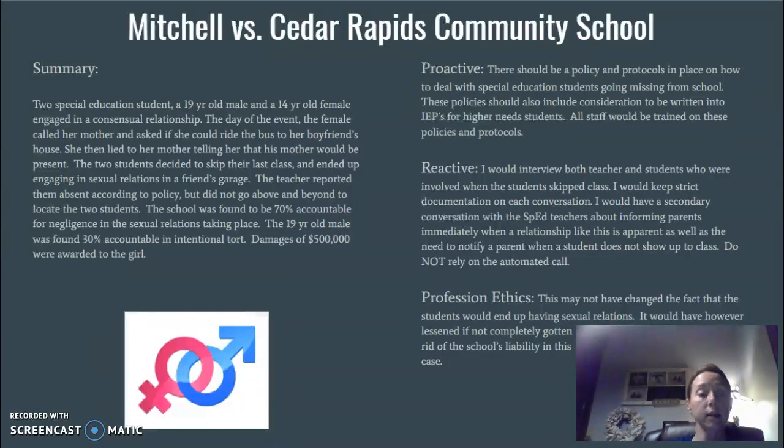Professional ethics. This may not have changed the fact that the students ended up having sexual relations. It would have, however, lessened, if not completely gotten rid of, the school's liability in the case. The teacher didn't have written policies or protocols, but like we know, just because you don't know the law or haven't foreseen it happening doesn't make you exempt from following these types of rules.